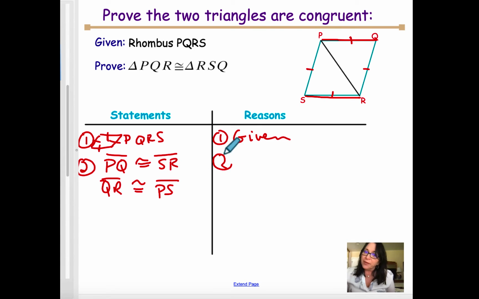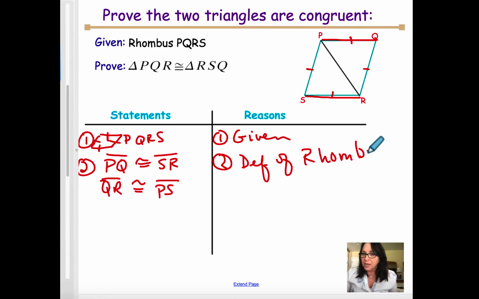And the reason for that is the definition of a rhombus. A rhombus has 4 congruent sides, so both pairs of opposite sides are congruent. I want to say that both pairs of sides are congruent and not just say it's a parallelogram, because that wouldn't mean that PS is equal to QR.